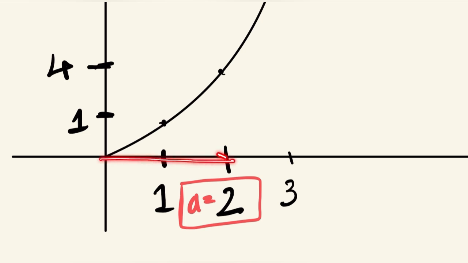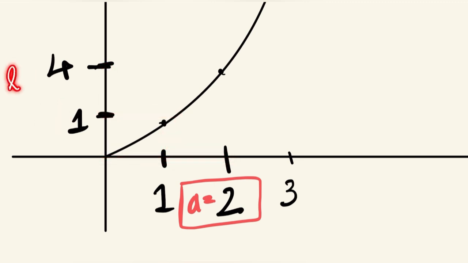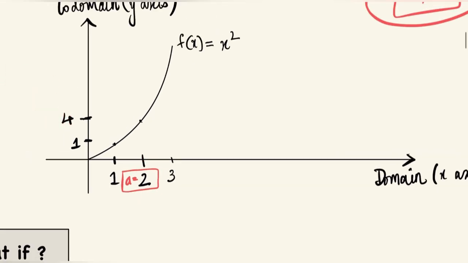Also, when x is approaching a from the left-hand side, the corresponding value, that is f(x), approaches the same number, that is 4 over here. So we say in this case that 4 is the limit of f(x), which is x squared over here, as x approaches a. So I write it this way: the limit of x squared as x approaches 2, in this case, is 4.